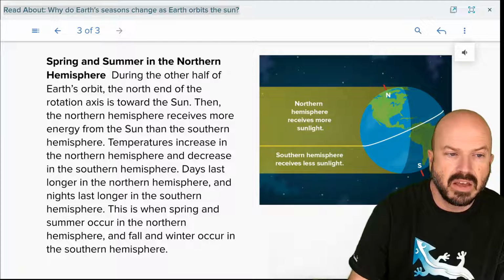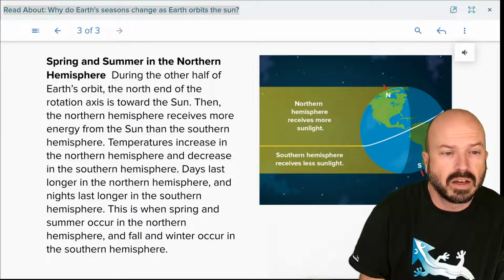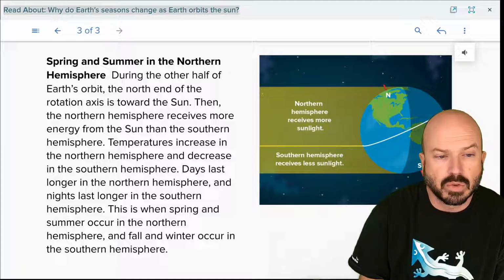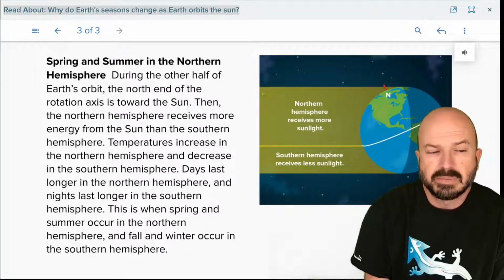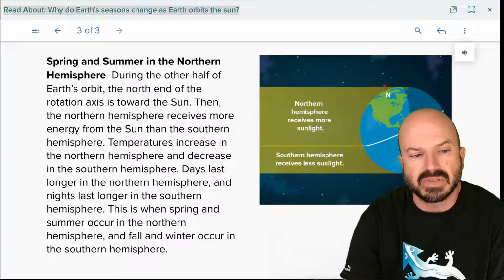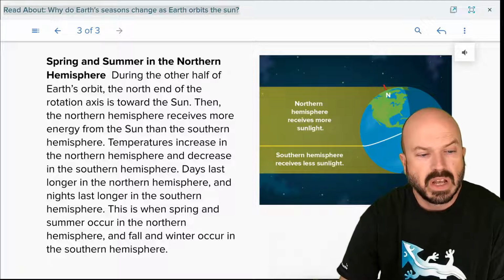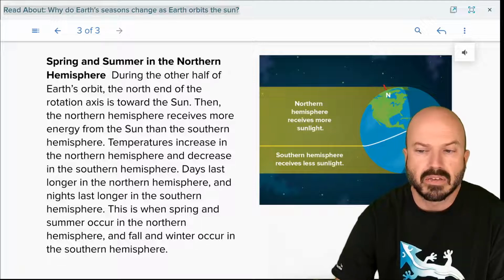And then during the other half of Earth's orbit, the north end of the rotation axis is towards the sun. This means that the northern hemisphere receives much more energy from the sun than the southern hemisphere, leading to summer in the northern hemisphere and winter in the southern hemisphere.